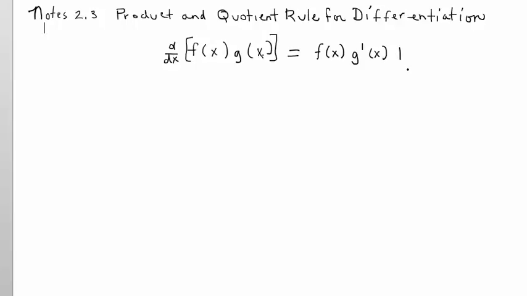Plus, and then we're going to move on to the second variable factor, leave it alone, and then multiply the second variable factor times the derivative of the first. So what that looks like is g of x times f prime of x. So that's the product rule for differentiation. So let's look at some examples of how that would look.